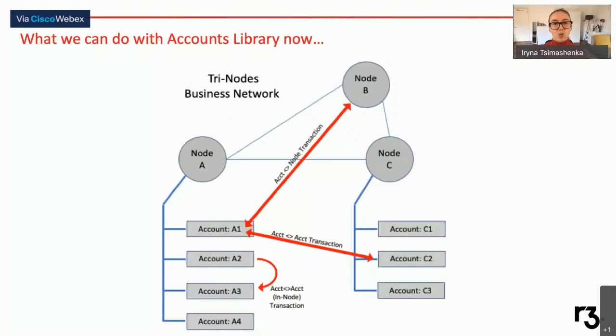So what can we do with the accounts library? With accounts, a simple 3-node network can operate with much more flexibility. Let's assume that node A has 4 accounts and node C has 3 accounts. Now with the accounts library, it's possible to transact between accounts and nodes and vice versa. It's possible to transact between accounts that live on different nodes, and there is also the possibility to transact between accounts that live on the same node.